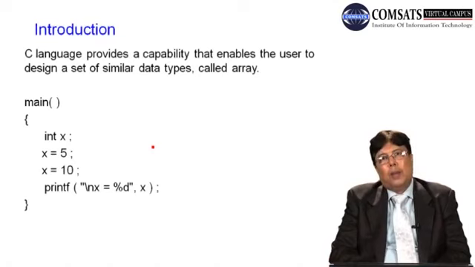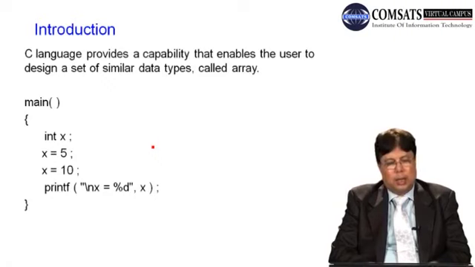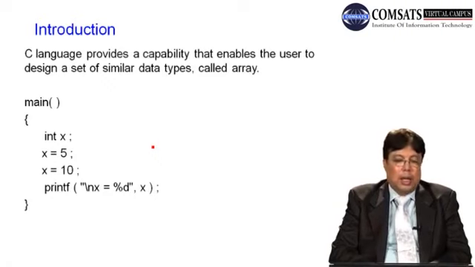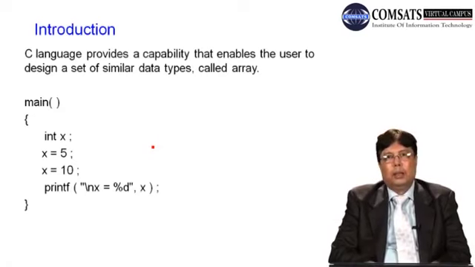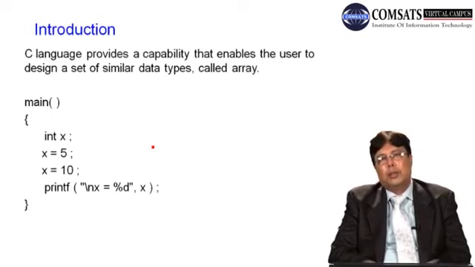We have defined variables, we have used variables, but C language provides a capability that enables the user to design a set of similar data types called array. It will take some time to understand this particular statement. Let's take an example. Suppose we define integer x. Suppose x is equal to 5. Then we say x is equal to 10 and print the value of x. What will it print? Obviously, it will print x is equal to 10.